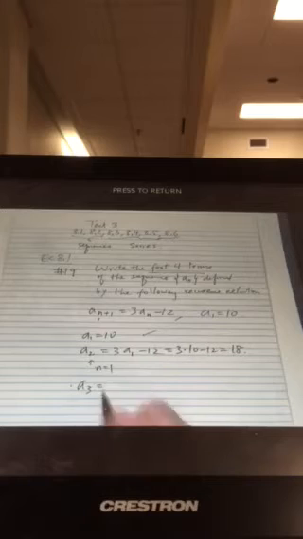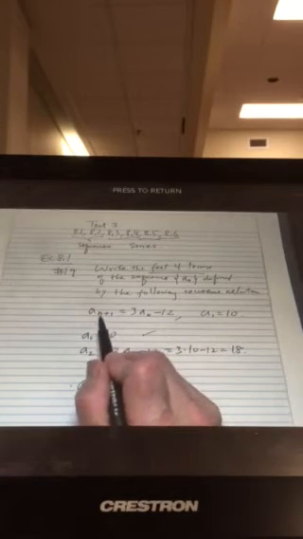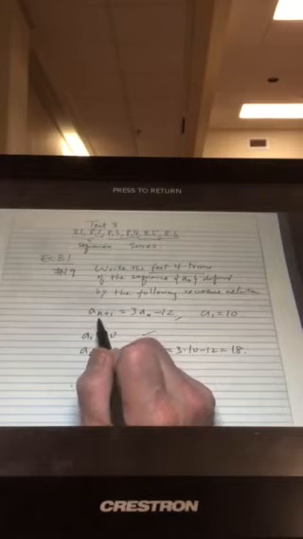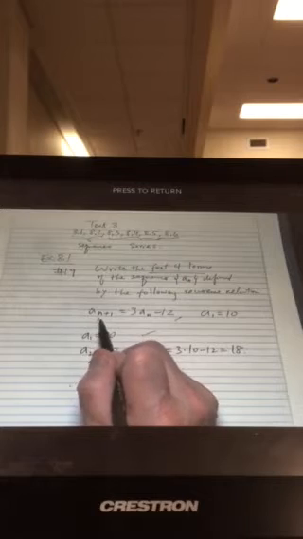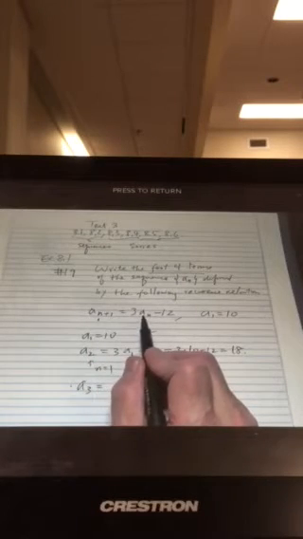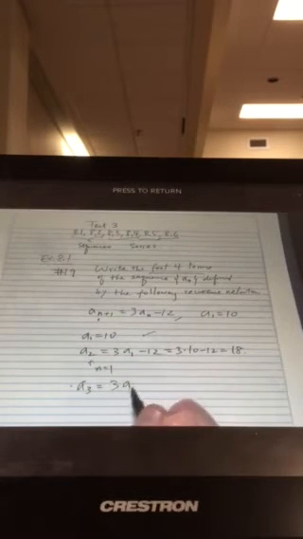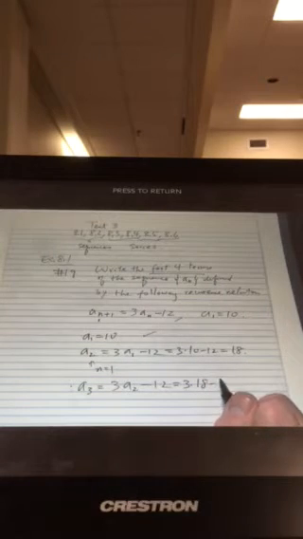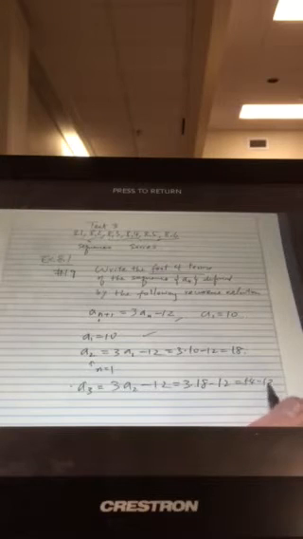Now, how about a sub 3? Well, n plus 1 is 3, that means n is 2. So this is 3 times a sub 2 minus 12. So 3 times a sub 2, which is 18, is 54, minus 12 is 42.